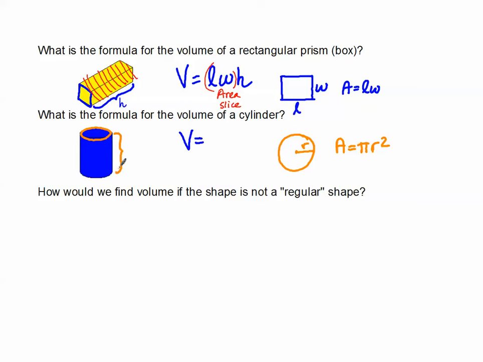If we multiply by the third dimension, that's the height. So we have pi r squared, the area of one of the slices, times the height. Just like we did for the rectangular prism, we've got the area of one slice, one of the cross sections, times the height, the third dimension. That's how we're going to look at volume even of irregular objects. So what does that mean? What kind of problem are we going to be given when it's not a regular shape?